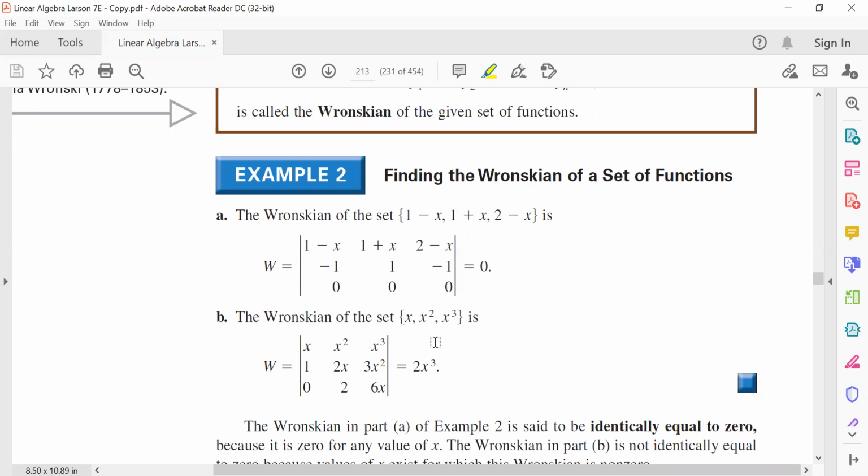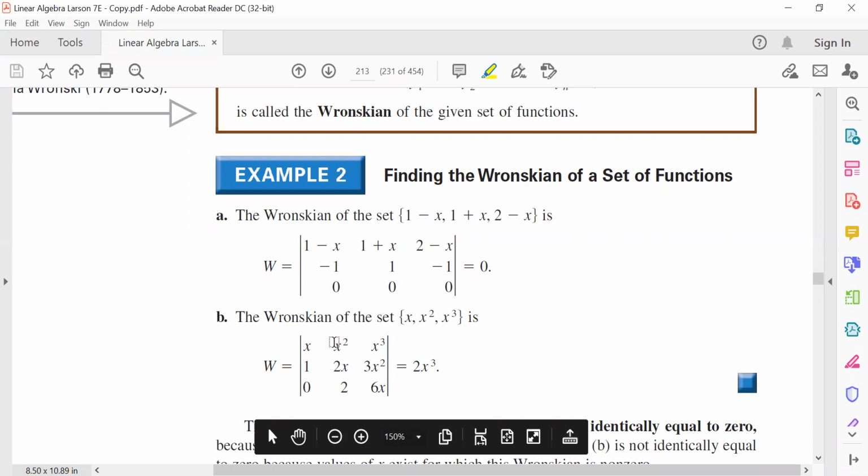Now we have x, x squared, x cubed. We want to see if these are linearly independent, so we want to take the Wronskian of these three functions. Again, how we're going to use this for differential equations, we're going to see in a minute. The derivative of x is 1, the derivative of 1 is 0. For x squared, the derivative is 2x, which has a derivative of 2. For x cubed, 3x squared, 6x. If I take the determinant, and I'd like you all to do this on your own as an exercise, you will see that the final answer is 2x cubed.